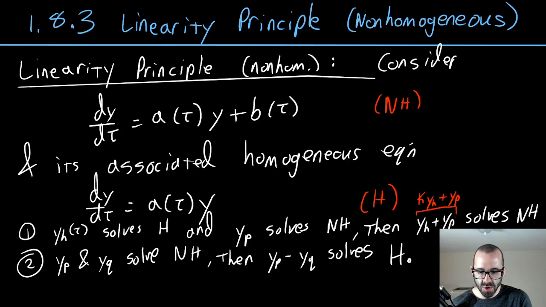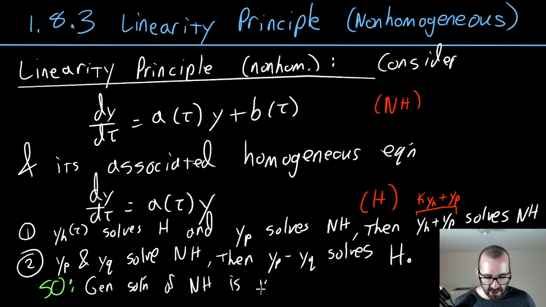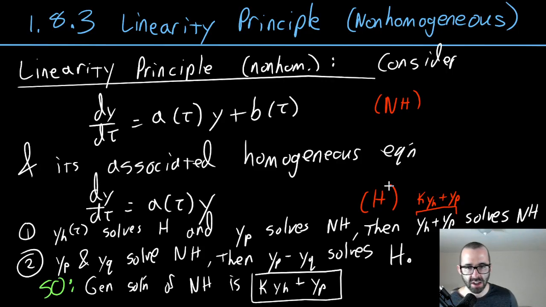So the main conclusion, the very important takeaway, is that the general solution of the non-homogeneous differential equation is k times y_h plus y_p. That's the general solution to a non-homogeneous linear differential equation from the linearity principle. And it's really a combination of 1 and 2, right? 1 says that this will solve the non-homogeneous, and number 2 says essentially that this is actually all the solutions.